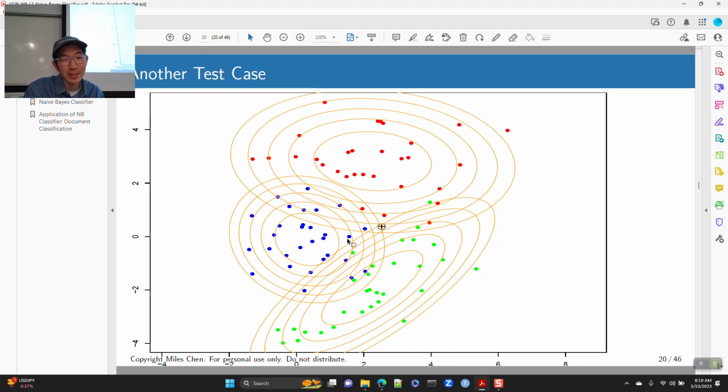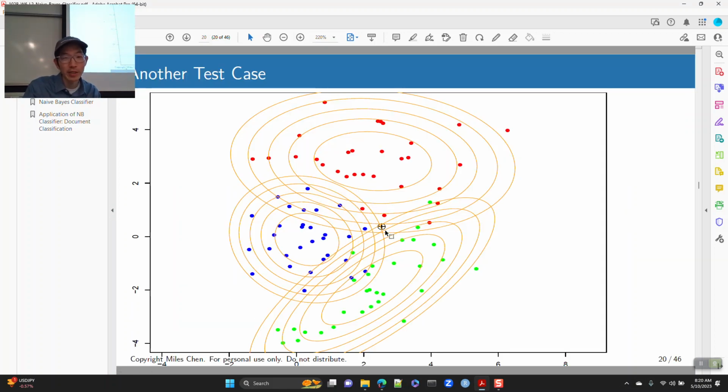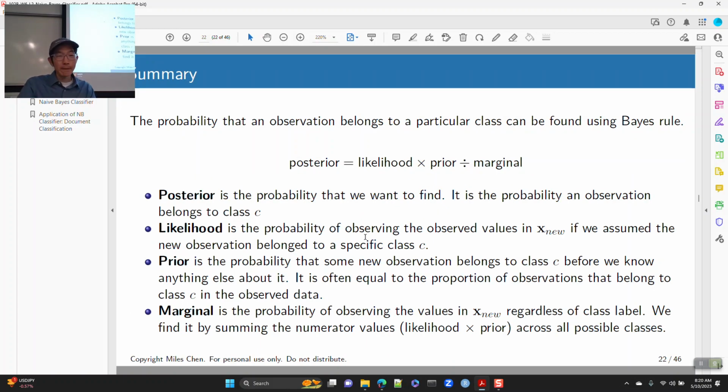Okay, and so here, I was just trying to play around and find values that are at the intersections of all of these things. Okay, so if you do have a point right here, at kind of the intersection of these things, we get something around 30 something percent for all three classes. Okay, so this is at location 2.53, 0.37, for these three classes, but they're all very kind of probable here. Okay, and so this page is our summary page saying, we just do the likelihood times the prior divided by the marginal, and I hope this kind of makes sense regarding how we get these things.